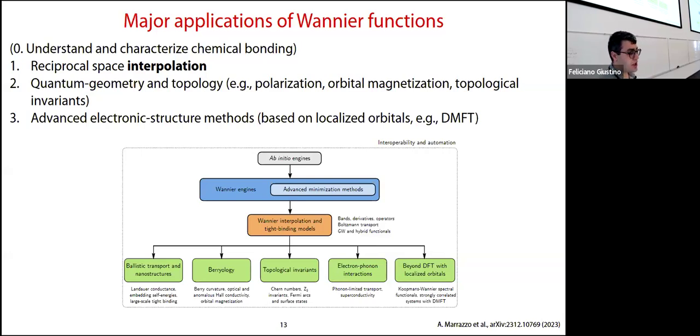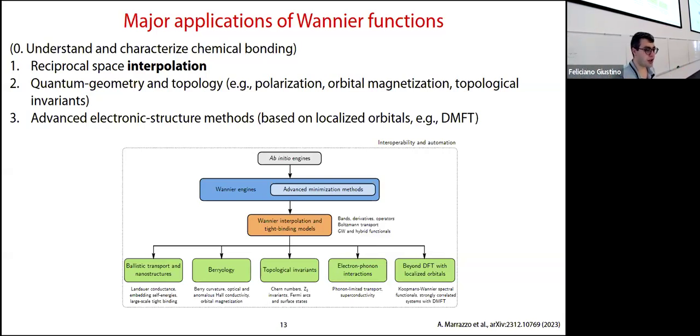Okay, and then there is a third class of application, which I think is no less important, that has to do with advanced electronic structure methods. So often when you want to go beyond density functional theory, one example would be dynamical mean field theory. I will make another example related to Koopmans functionals. You really need to have a formulation that is based on localized orbitals in real space. And here Wannier functions actually play a major role.